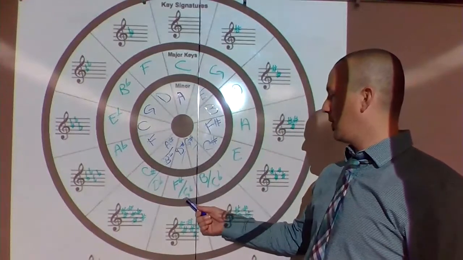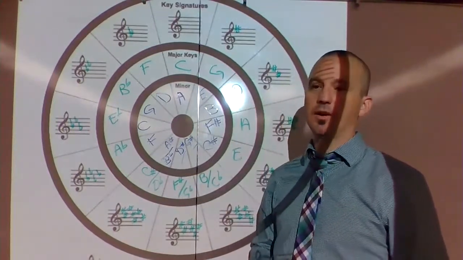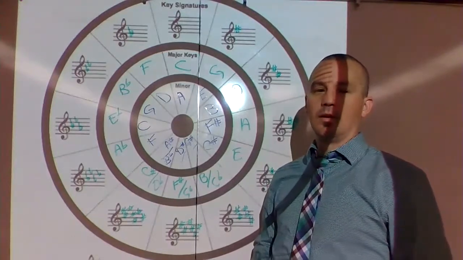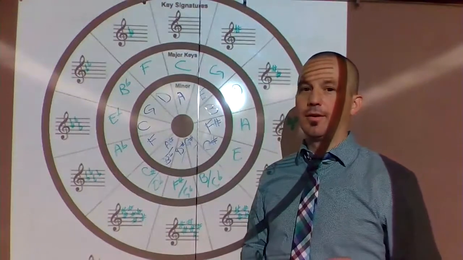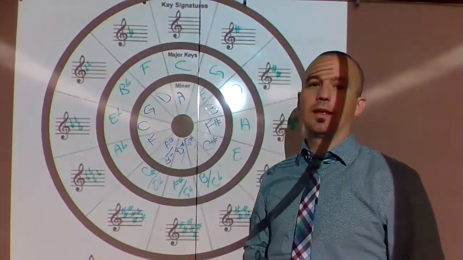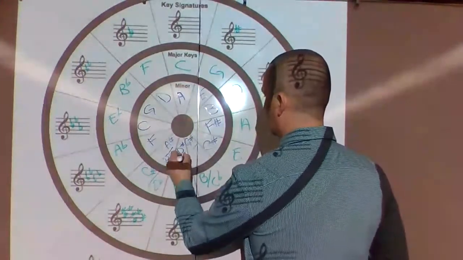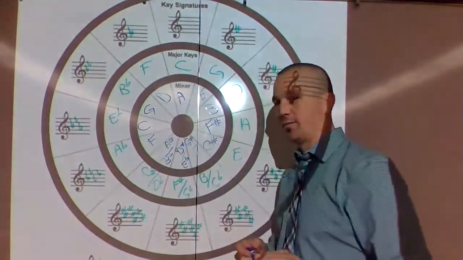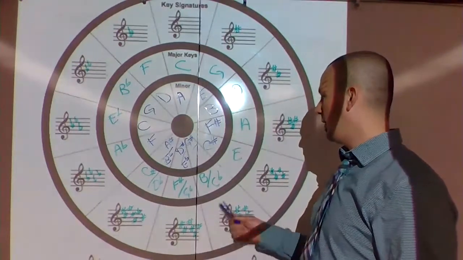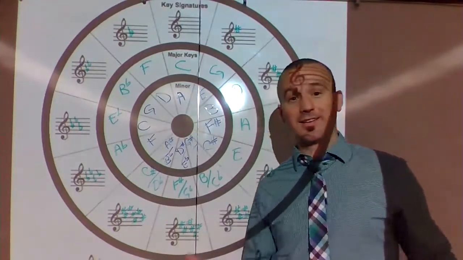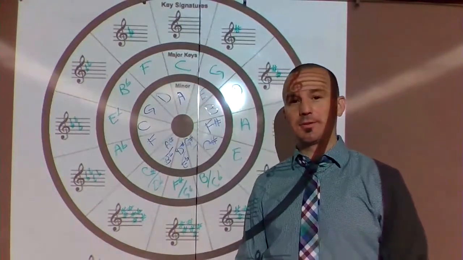Now we're going to figure out the relative minor of G flat major. So pause the video. Okay, welcome back. G flat, we've got to go back a half to F, and then we go back a whole to E flat. So E flat minor is the relative minor of G flat major. Okay, and now C flat. We made it to the end. Pause the video and see if you can figure out the relative minor of C flat major.